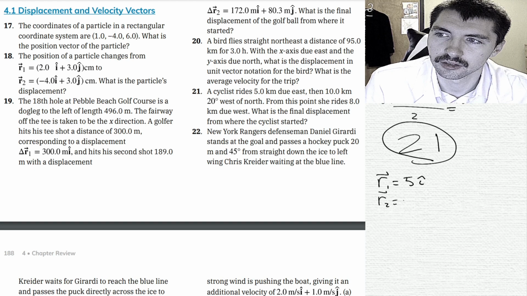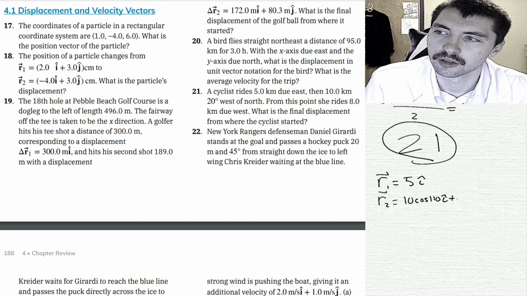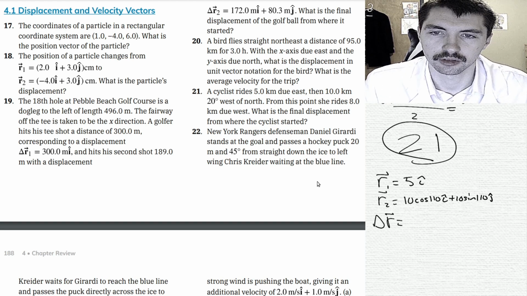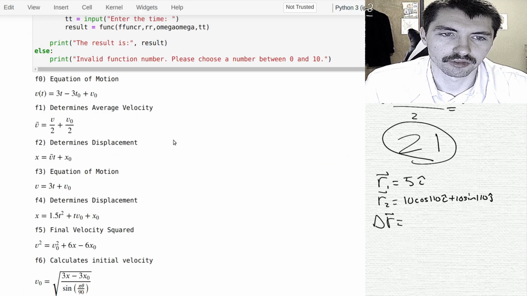Okay, so this one we're gonna have to convert into components. So this is 10 cosine, 20 west of north. It's 110. That'll be our i, plus 10 sine 110j. R3, we don't. So delta R. Okay. So easy enough. Seems to be review for the most part.